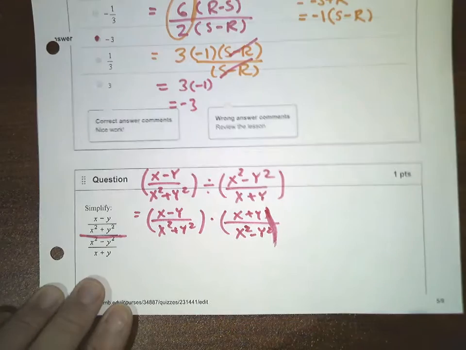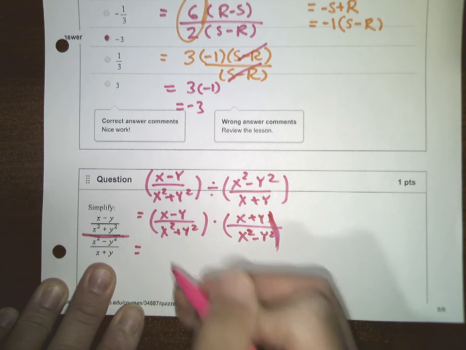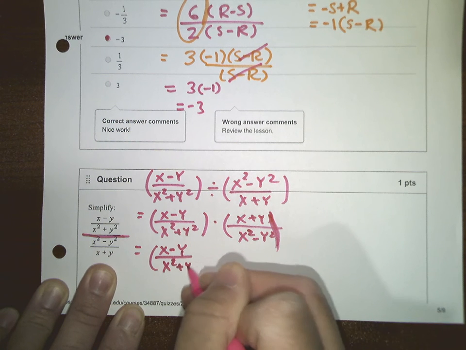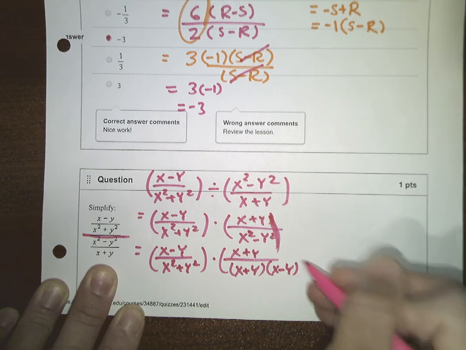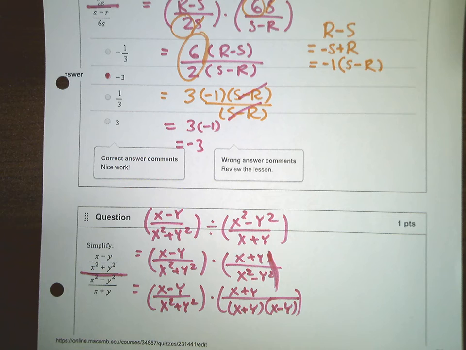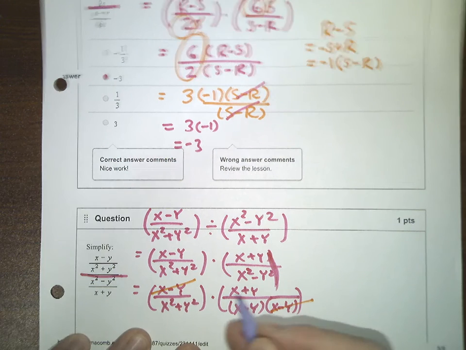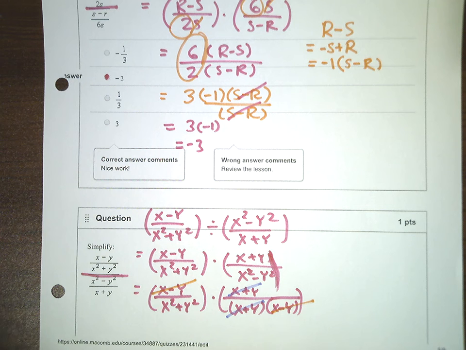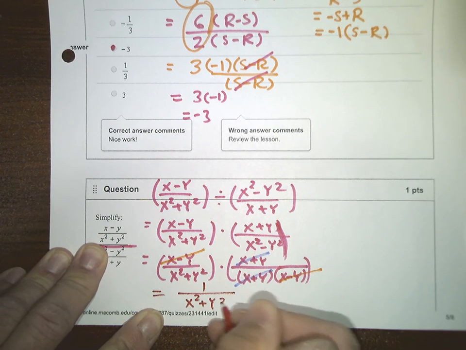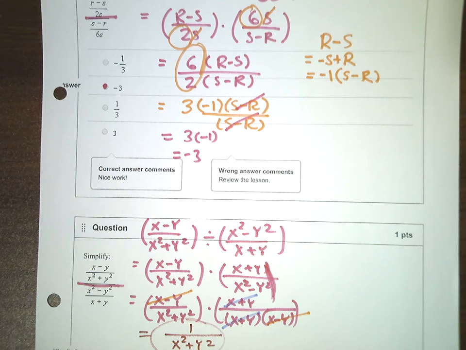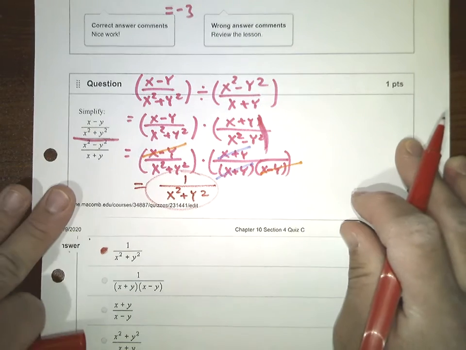So now I will do the factoring of the x squared minus y squared, because that's a difference of two perfect squares. So I have x minus y over x squared plus y squared times x plus y over x plus y, x minus y. And then I will divide out the common factors. So here x minus y can be divided out, and here x plus y can be divided out. So we are left with, in the numerator, 1, and in the denominator, x squared plus y squared. So there is our solution here. That was indeed one of the choices here. All right, what a time to be alive.